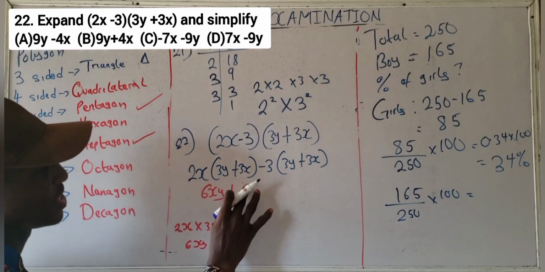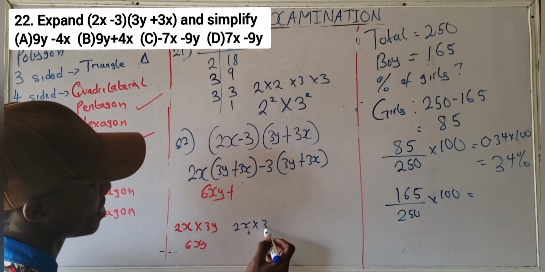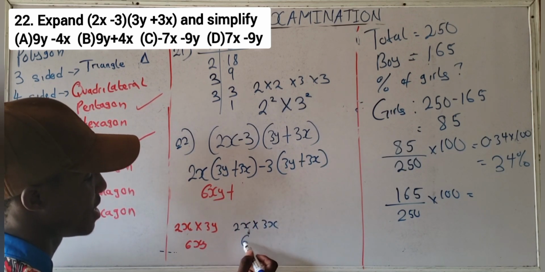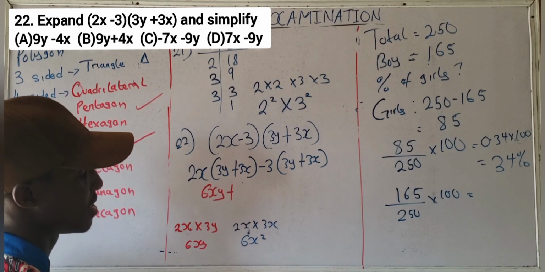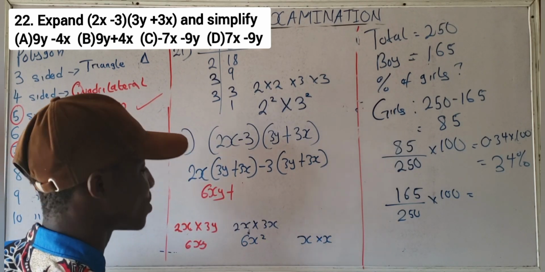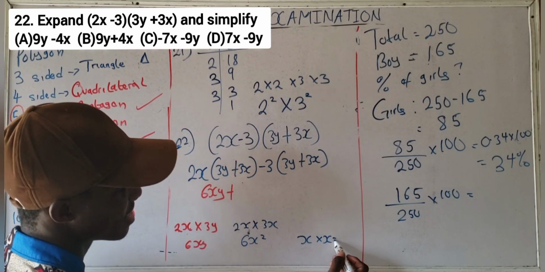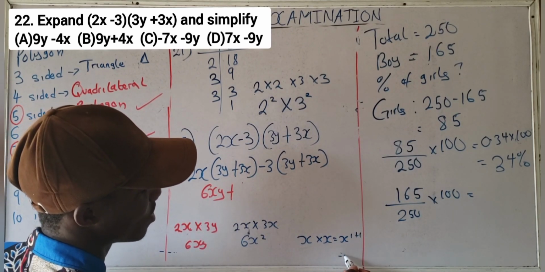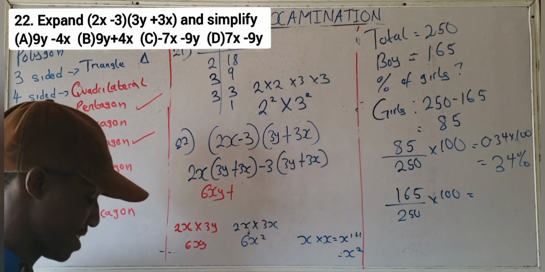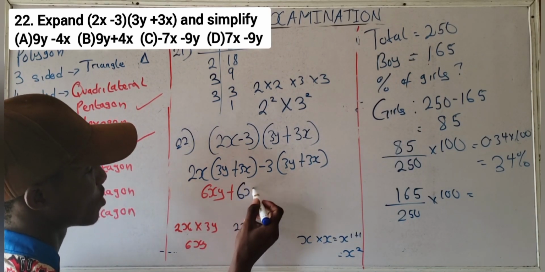Now 2x times 3x. 2 times 3 is 6. x times x is x squared. I don't want to take it to indices, but x times x is x squared: x raised to the power of 1 plus 1 equals x raised to the power of 2. So x times x is x squared. So that is 6x squared.